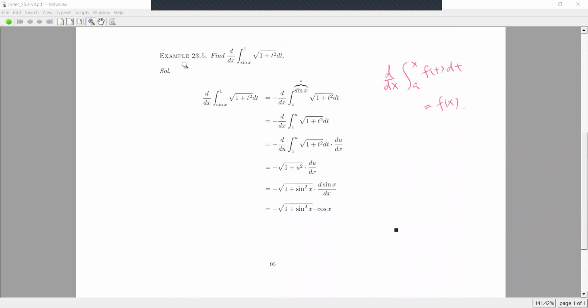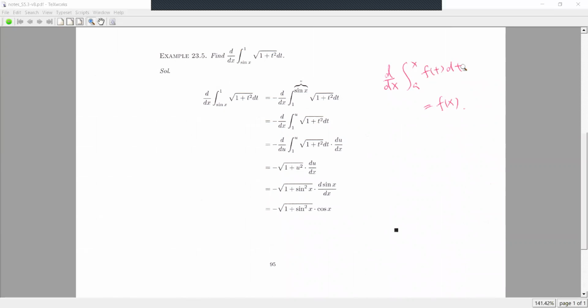Example number 5. Find the derivative of this integral. This integral is the area of the region between sine of x and 1. It depends on x, so this is a function of x. Now compute the derivative of this function.